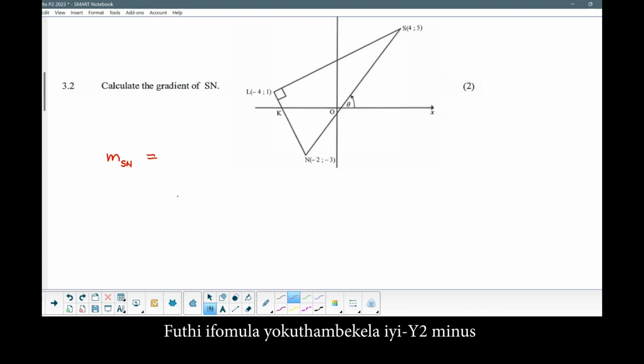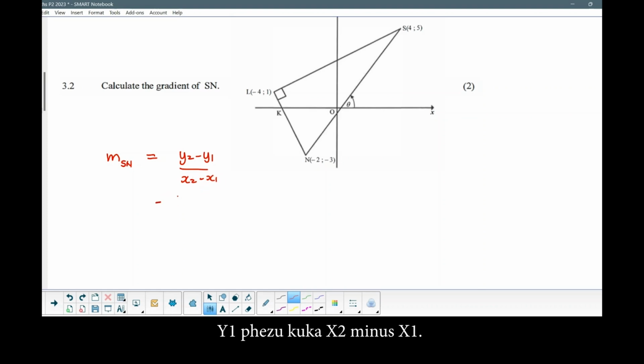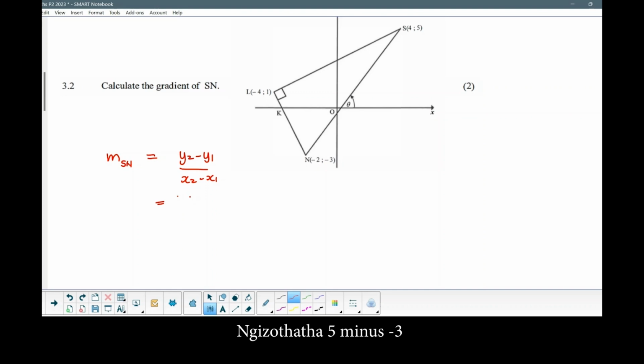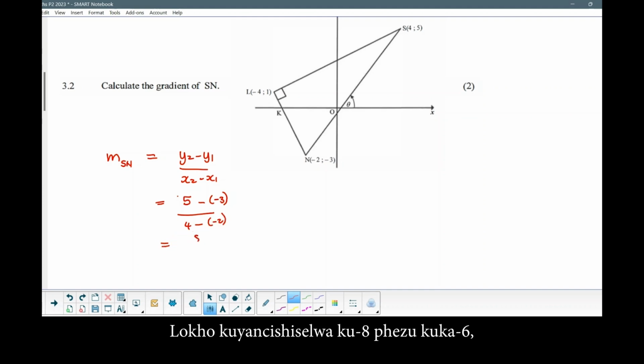The gradient formula is y2 minus y1 over x2 minus x1. Again, you can choose which is your first and which is your second point. I'm going to go with 5 minus -3 over 4 minus -2. So that simplifies to 8 over 6, which is 4 over 3.